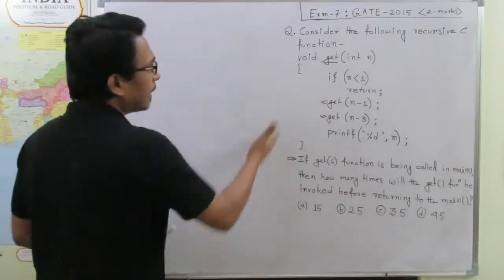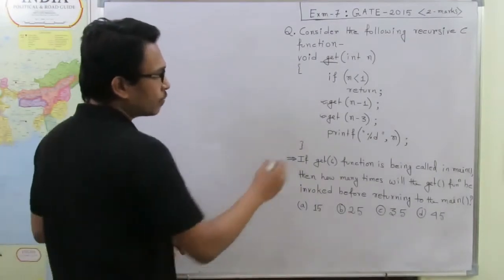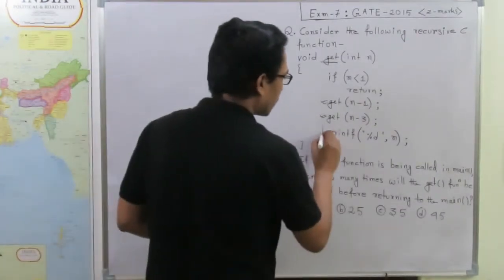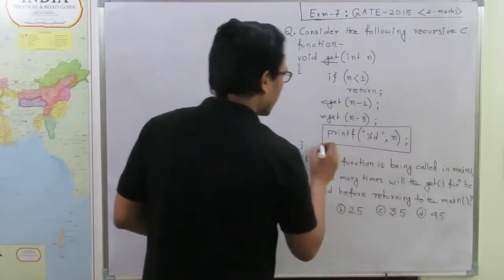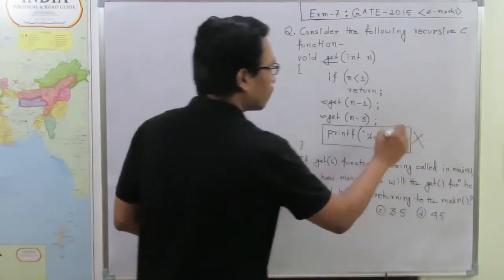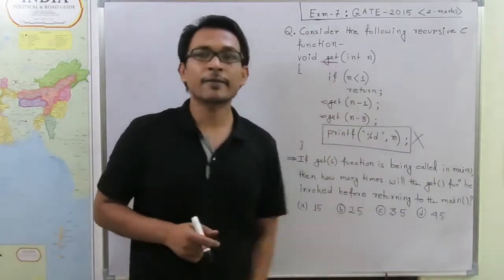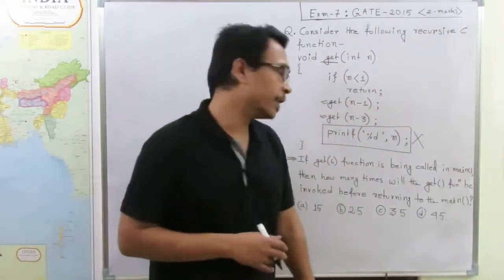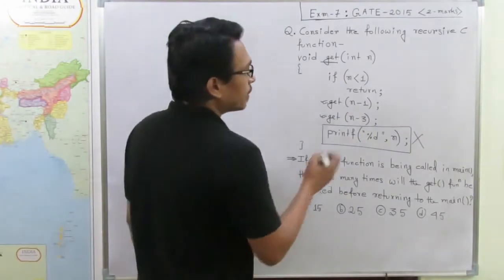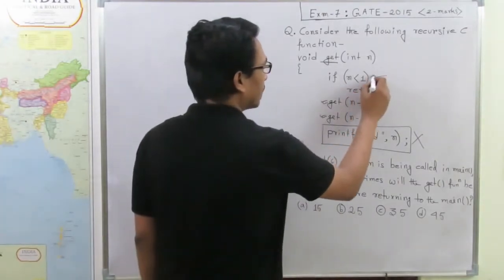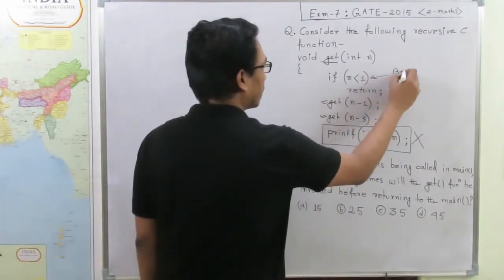Now look, in this particular given problem, this one is a print instruction, so this is not required to be considered because we just want to know how many times this get function will be invoked. Clear? So the base condition here is this one. This is our base condition.